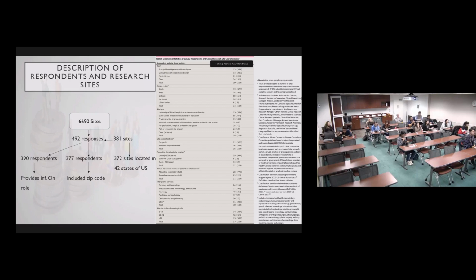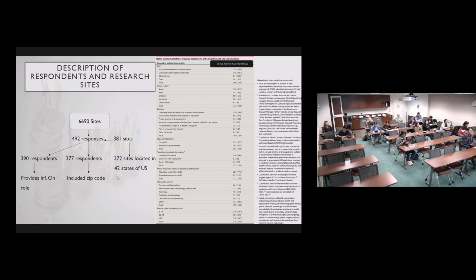And the whole data was compiled together. So this is table 1, which shows the whole data. First of all, according to the role of the respondents, there were principal investigators, there were clinical research coordinators, administrators like clinical operation manager, or maybe assistant site director, research manager, and many more. And it has been seen that principal investigators were the most common among other people who responded to this survey.